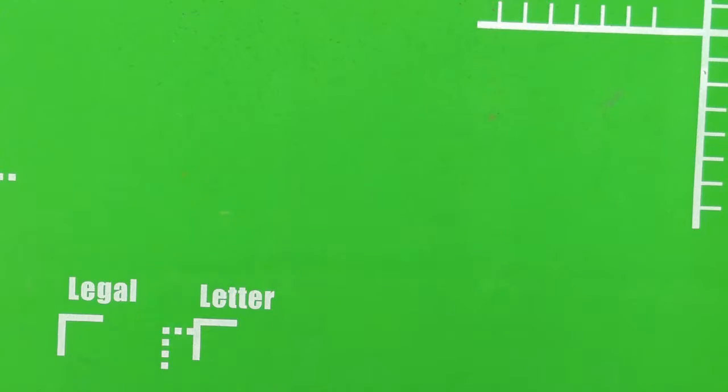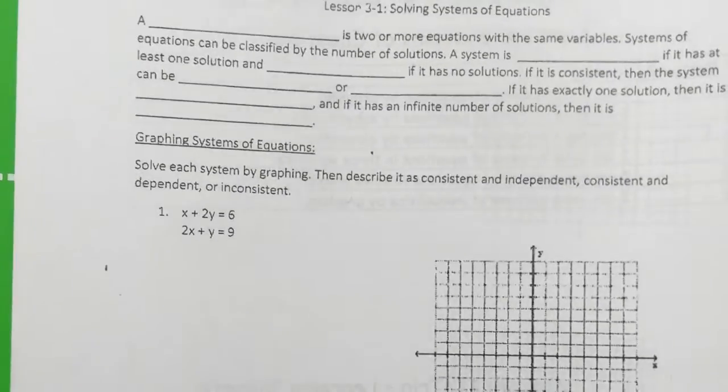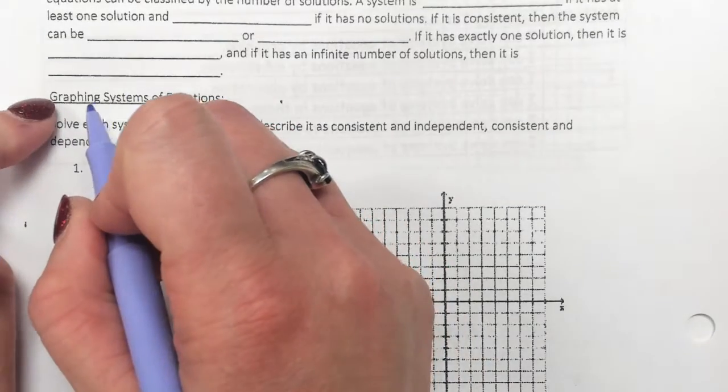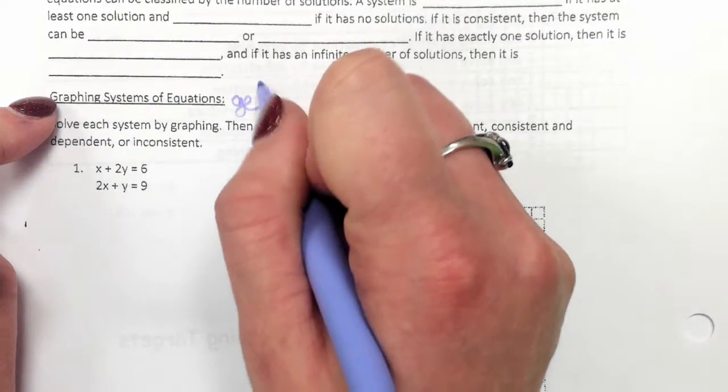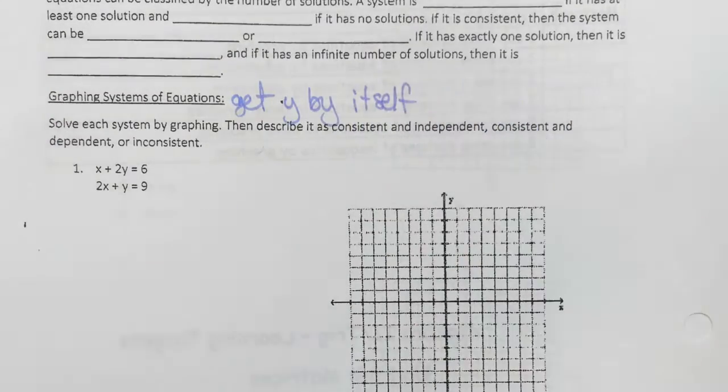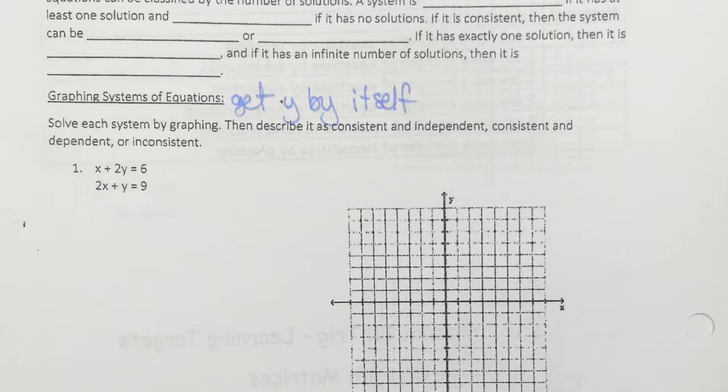So let's make ourselves a little note, because if you notice on your learning targets for today, there are 3 different things that we're going to do. So right here, let's make ourselves a note. Get y by itself. Make yourself a note. Guys, you take notes so that you can use them to look back at later. You don't take notes just to take notes. So we get y by itself.